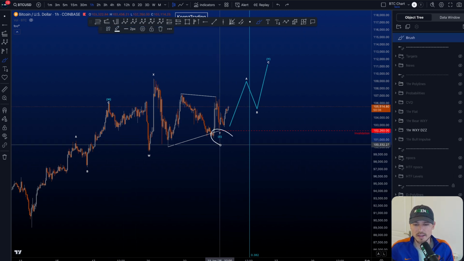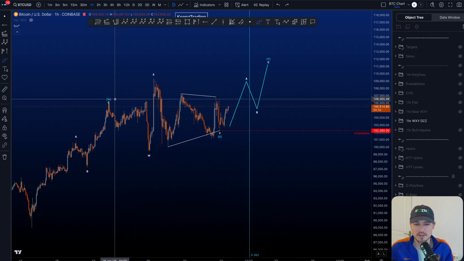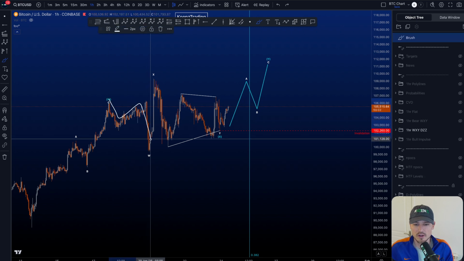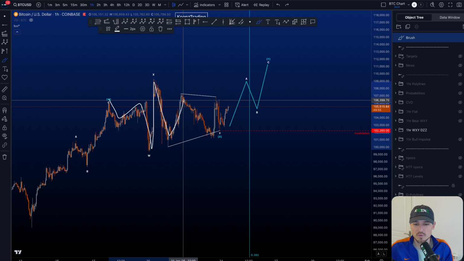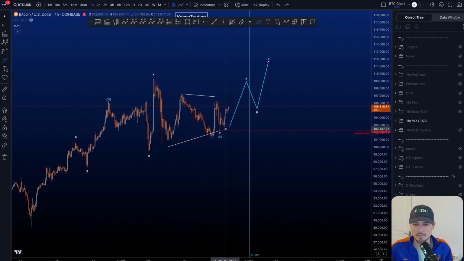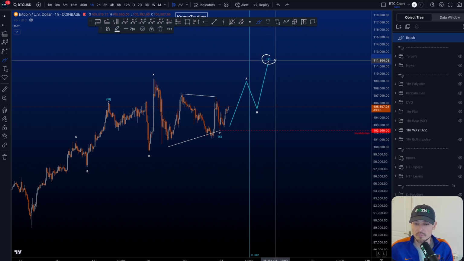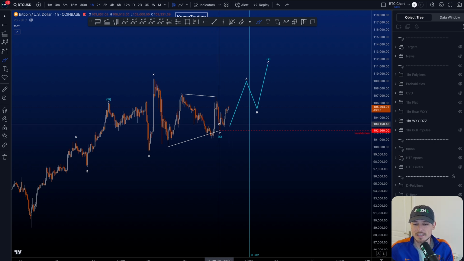Now here wave X is labeled a little bit different. Wave W over here starts with a flat structure, then wave X is a zigzag structure, and then wave Y is a triangle, finished at the recent low at 102.2k. After this low, what we're then looking for in blue wave Y is a zigzag to the upside.